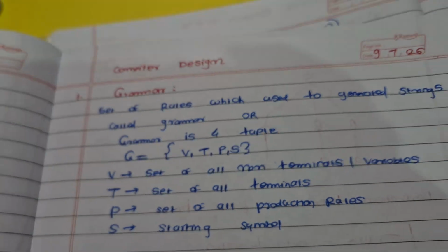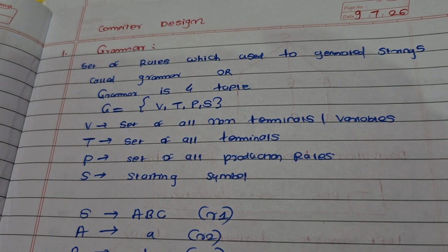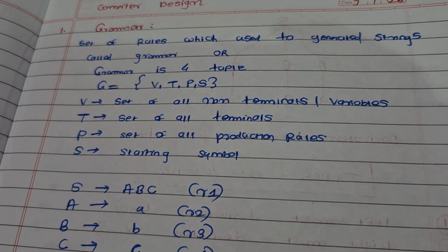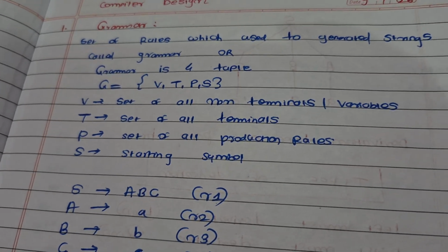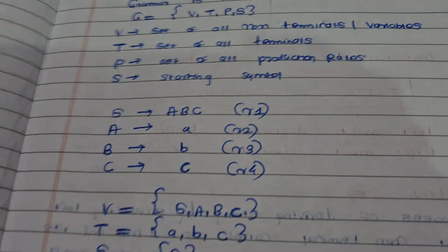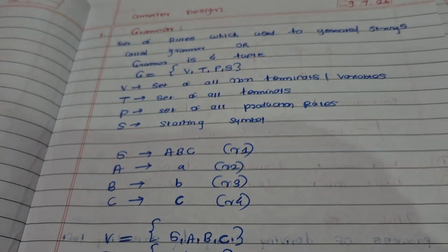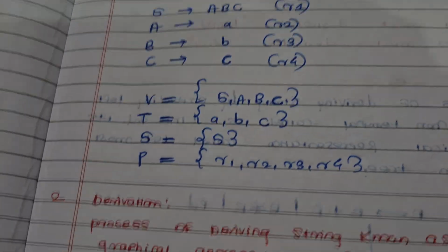You can see, starting with the grammar, which is a set of rules used to generate a string. Grammar is a four-tuple, V, T, P, S: V is the set of all non-terminals or variables, T is the set of all terminals, P is the set of all production rules, and S is the starting symbol. Then R1, R2, R3 are all the production rules. This is the basic definition of grammar and all the tuples inside it.